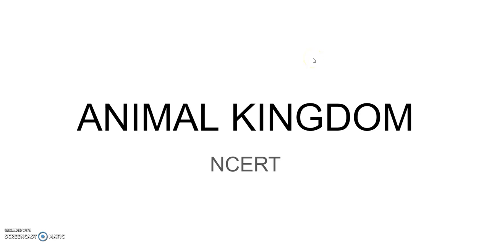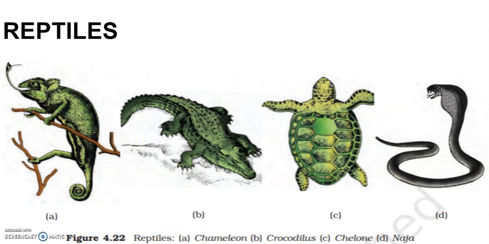Okay, today we are going to learn one of the classes in the phylum Chordata, that is Reptilia. It is a part of Animal Kingdom. Animal Kingdom is the fourth chapter in the NCERT Class 11 textbook. The class that we are going to learn here is the Reptilia class. Okay, look at the examples of Reptilia class.